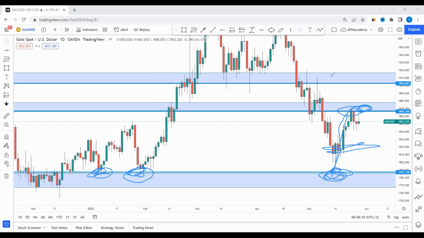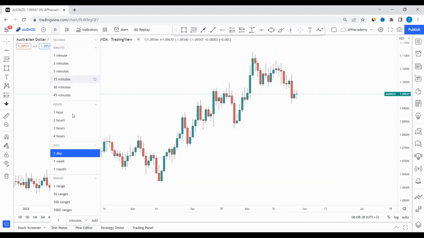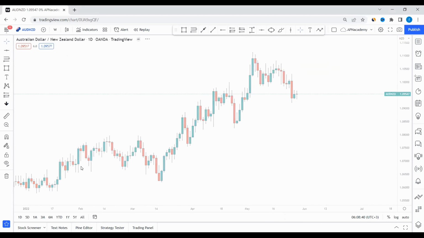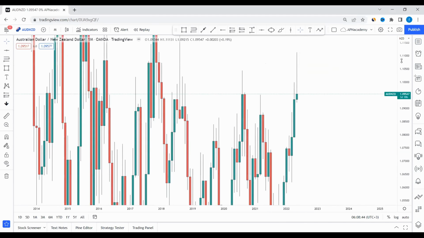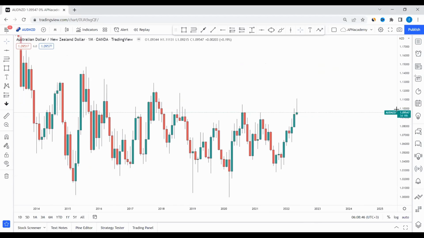But let's take another example. Let's just take one more example before we call it a day. Let's go with AUD New Zealand. Of course, we're interested in weekly, but let's start from monthly for the direction.